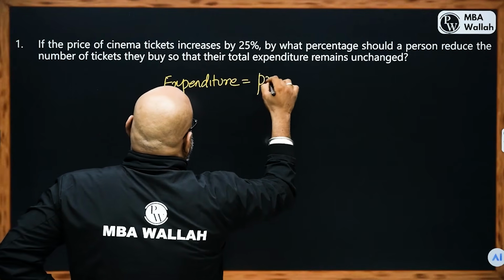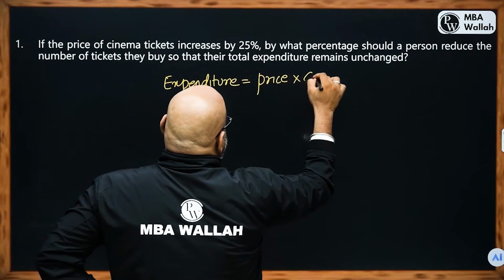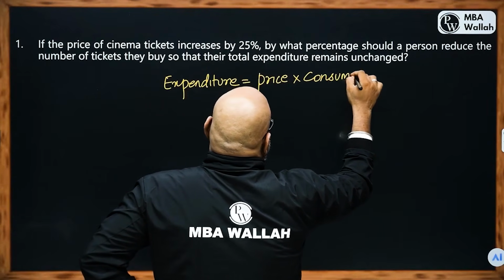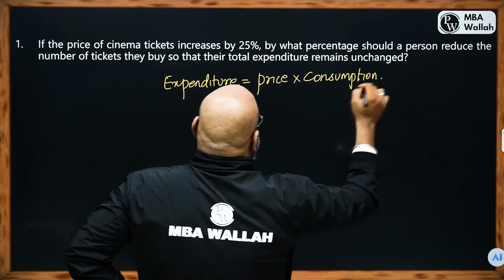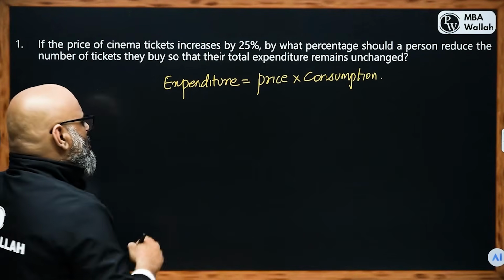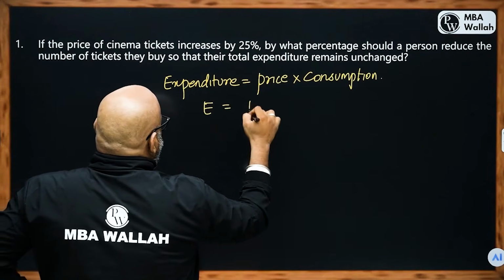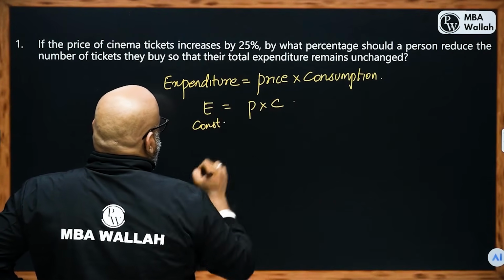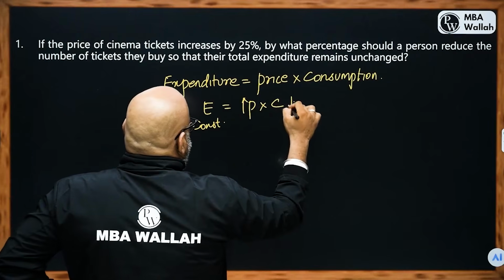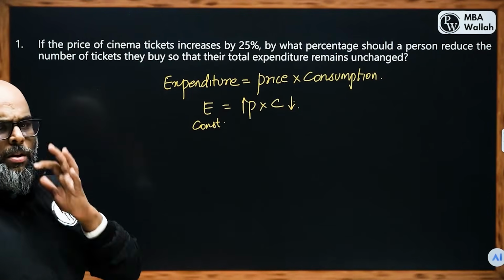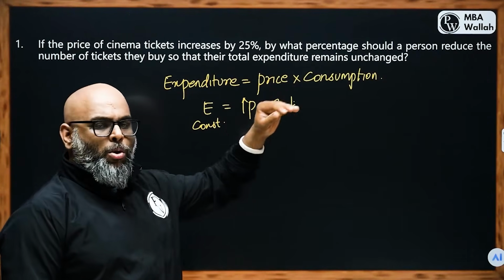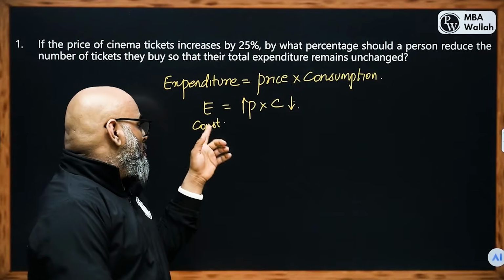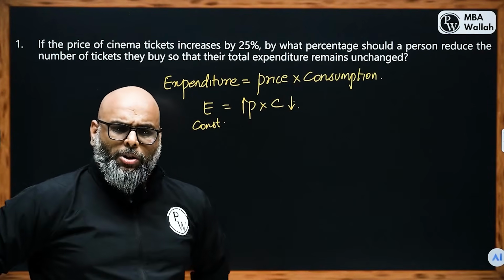is equal to price into consumption, right? That's what we say. So E is equal to P into C. So when my expenditure is constant, when price goes up, consumption comes down, and vice versa. When consumption goes up, price has to come down to ensure that our expenditure is maintained constant.